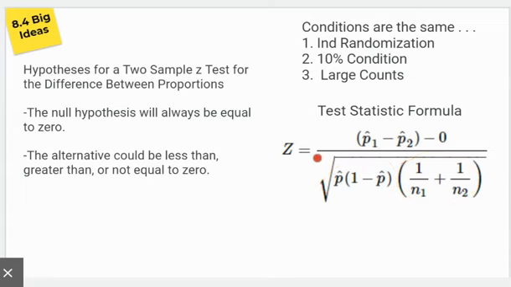So this is a slight difference from the standard deviation that we use when we are trying to create a confidence interval for the difference between proportions. And we need to make note of that.